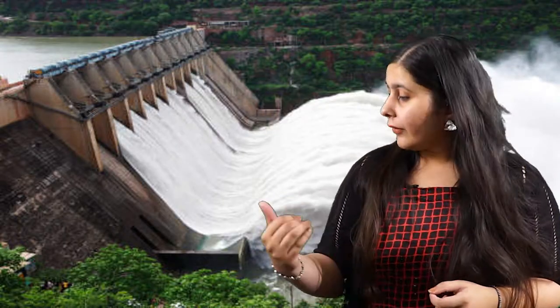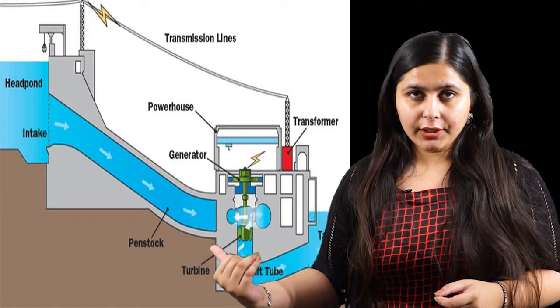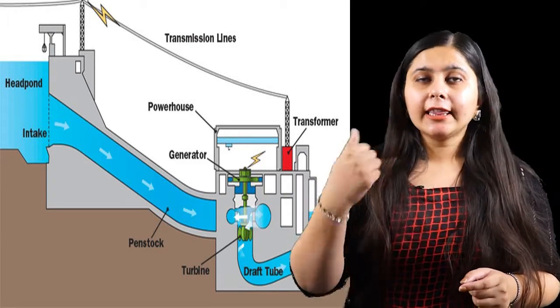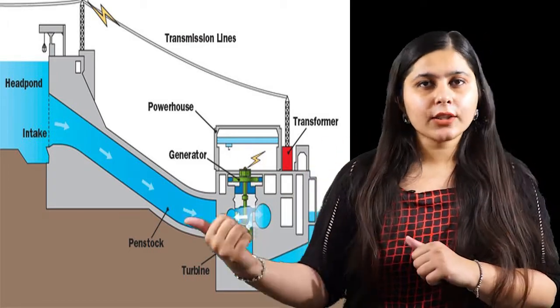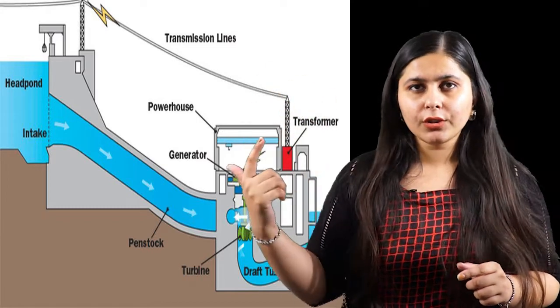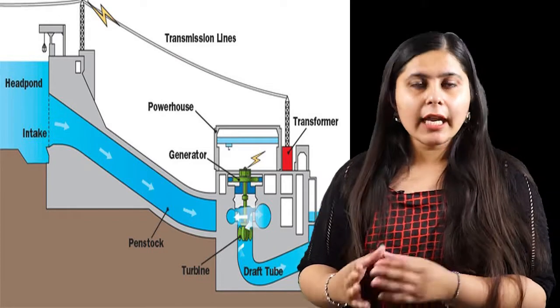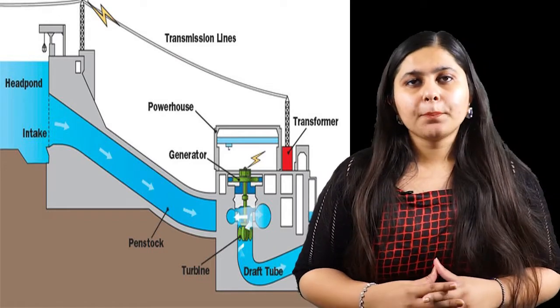Like in this case, we are using the hydel energy. So when the kinetic energy of the flowing water falls on the turbine blades, they rotate, and this rotating energy rotates the shaft of the armature that is connected to the generator, and now this electrical energy is stored in the generator and it can be used for various purposes. Now the kinetic energy slows down and the water again joins back into the water bodies.